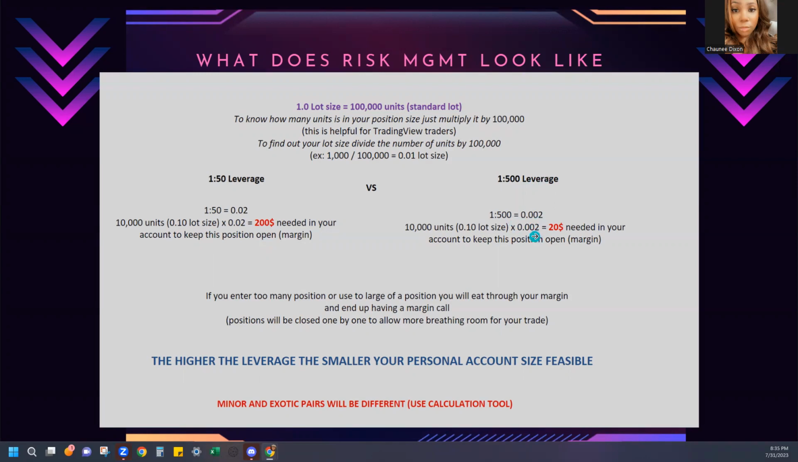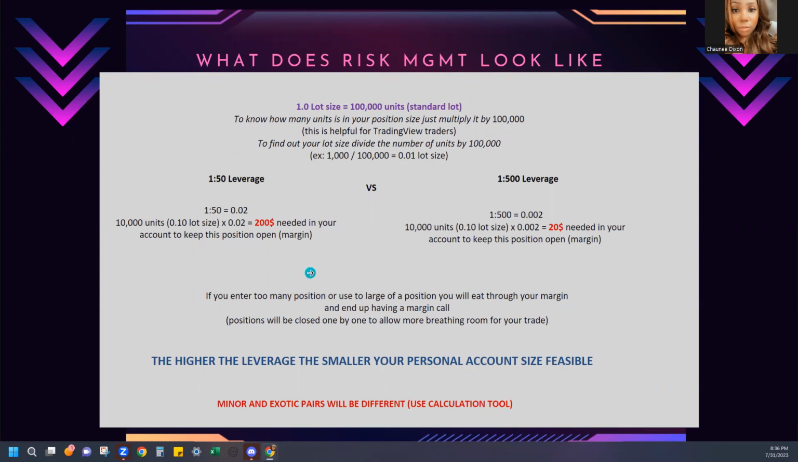So that translates into you only needing $20 in your account to keep that position open. This is why a lot of people would open broker accounts with companies like Sway Markets, Henko Trade, all those brokers. They offer 1 to 500 because you can start trading with such a little amount.